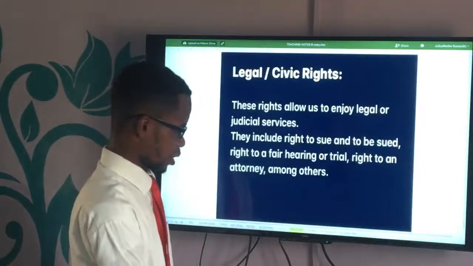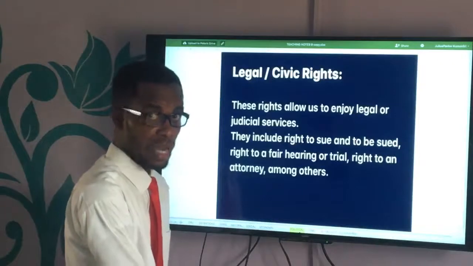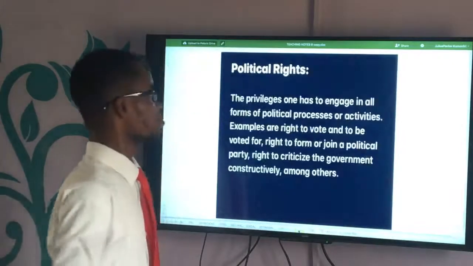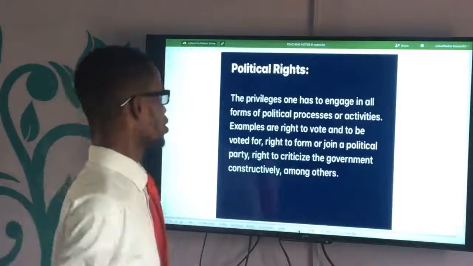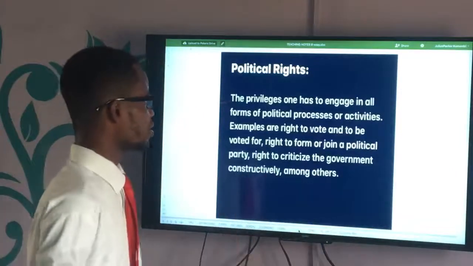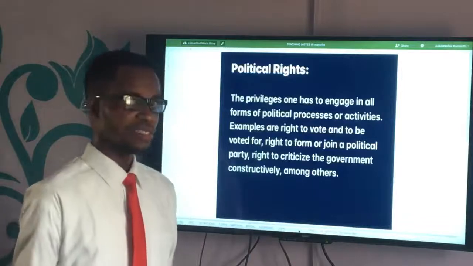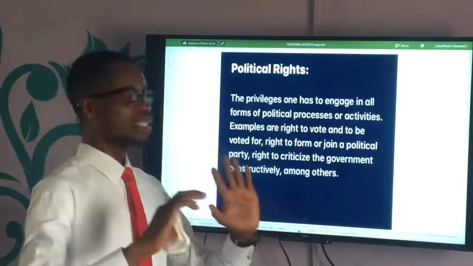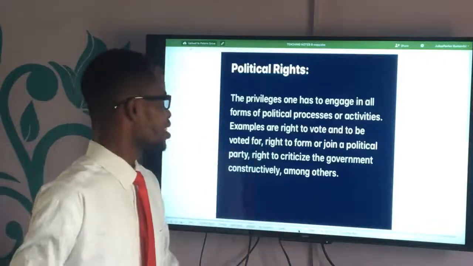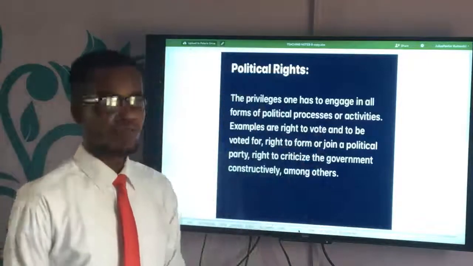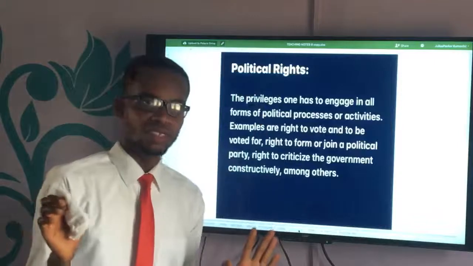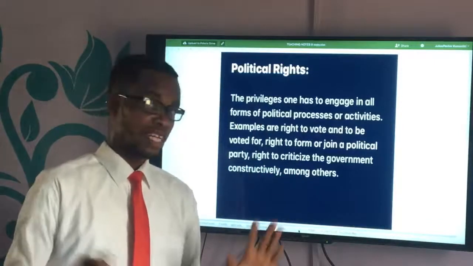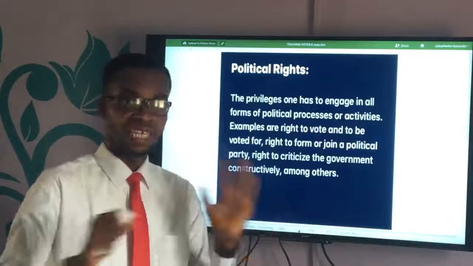Okay, I think we are making progress, and you are making your notes as well. The next one, we look at political rights. Political rights. What are these? The privileges that allow us, or that one has, to engage in all forms of political processes or activities, provided you are not offending anyone or breaking the law.